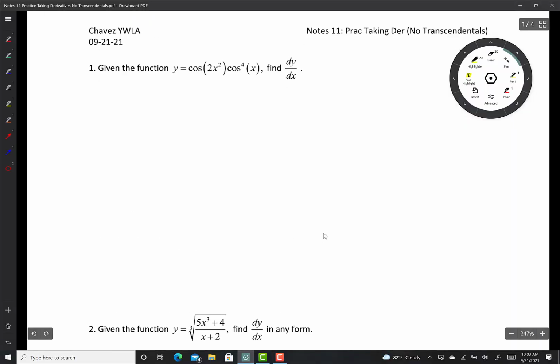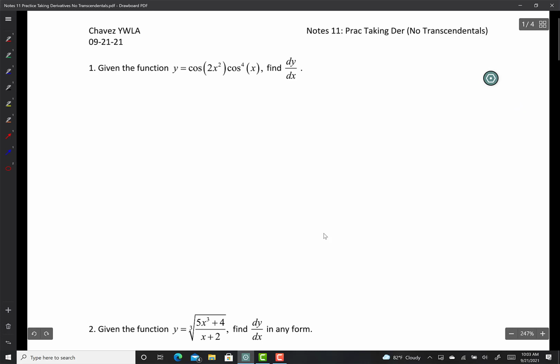Alright guys, here we go. So notes 11, we're really close to doing transcendental derivatives, which means the derivative of e and the derivative of ln of x. We'll get to those pretty soon.